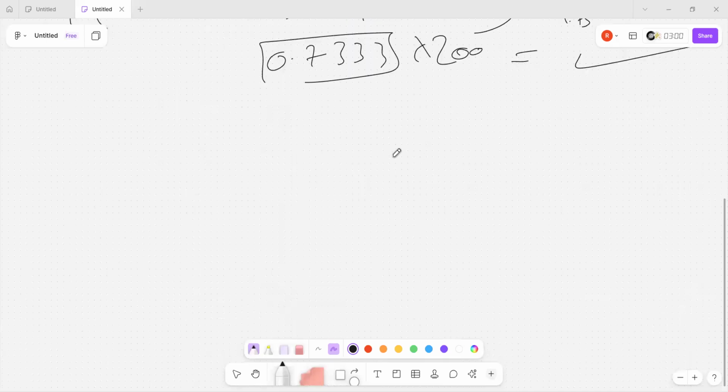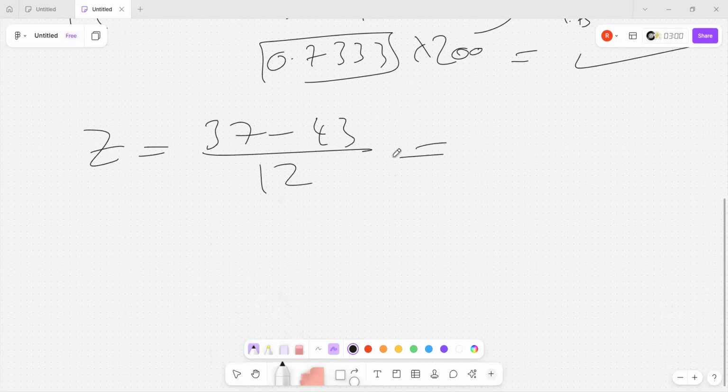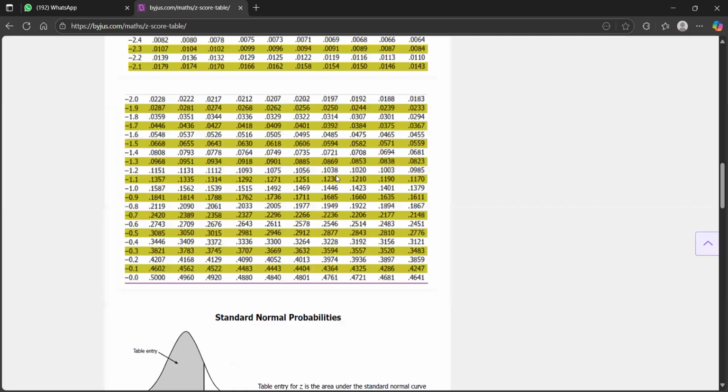Perfect. So here our Z will be equal to 37 minus 43 over 12. Okay, calculate it and tell me. Negative 0.5. Perfect. Negative 0.5. So we will go to the Z table and search for negative 0.5 and try to know its probability.